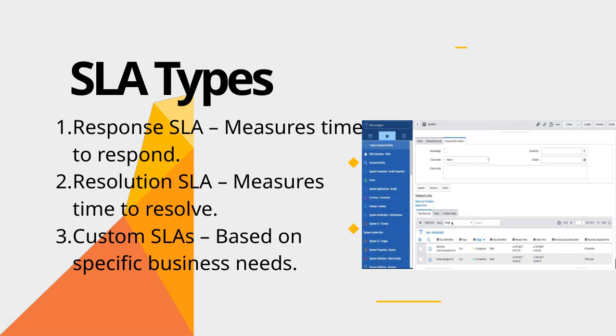Let's take a closer look at the different types of SLAs. First up is the response SLA, which is all about measuring the time it takes to respond to a request or issue. This helps ensure that we're addressing concerns promptly and maintaining good communication. Next is the resolution SLA, which focuses on the total time it takes to fully resolve an issue. This is important because it reflects how efficiently we're able to fix problems and get things back on track. Finally, there are custom SLAs, which are tailored to meet specific business needs. These allow us to set more precise expectations based on the unique requirements of different departments or client agreements.